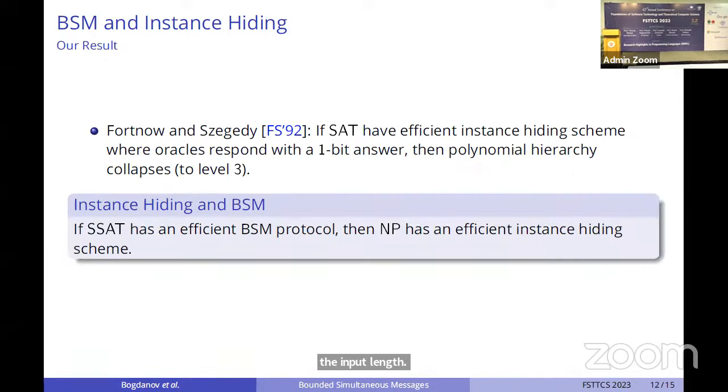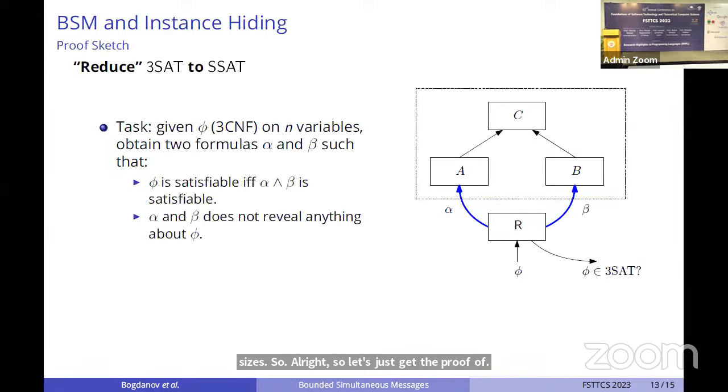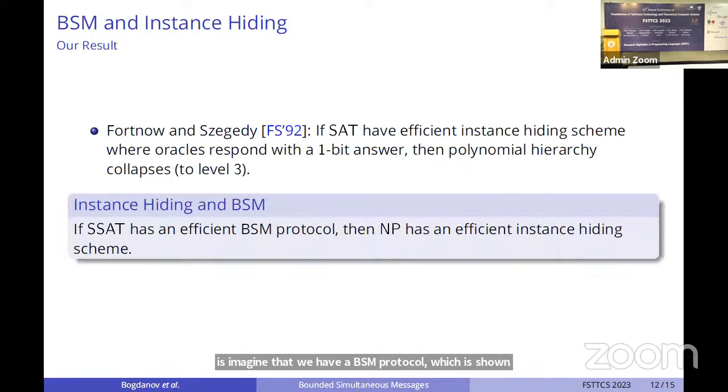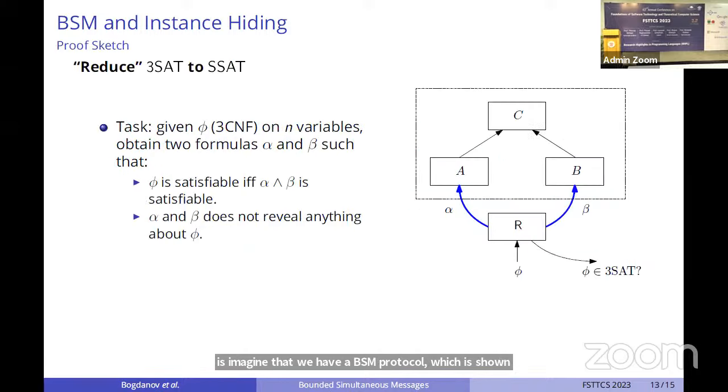So let's sketch a proof of this statement. Imagine that we have a BSM protocol, shown by this dotted box, that solves the split SAT problem. Now our task is the following: we somehow give a reduction from 3-SAT to split SAT. It's not exactly a reduction, but in some sense it is.